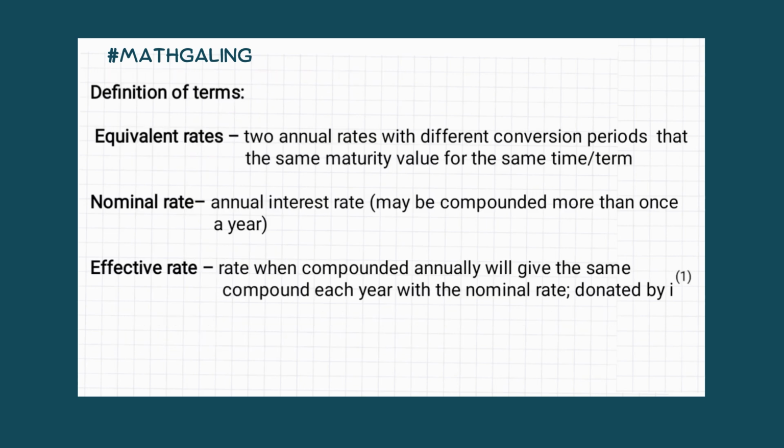So our definition of terms: equivalent rates are two annual rates with different conversion periods that give the same maturity value for the same time and term. And our nominal rate is the annual interest rate, which may be compounded more than once a year. And our effective rate is the rate which, when compounded annually, will give the same compound interest each year as the nominal rate, denoted by i raised to the power of 1.